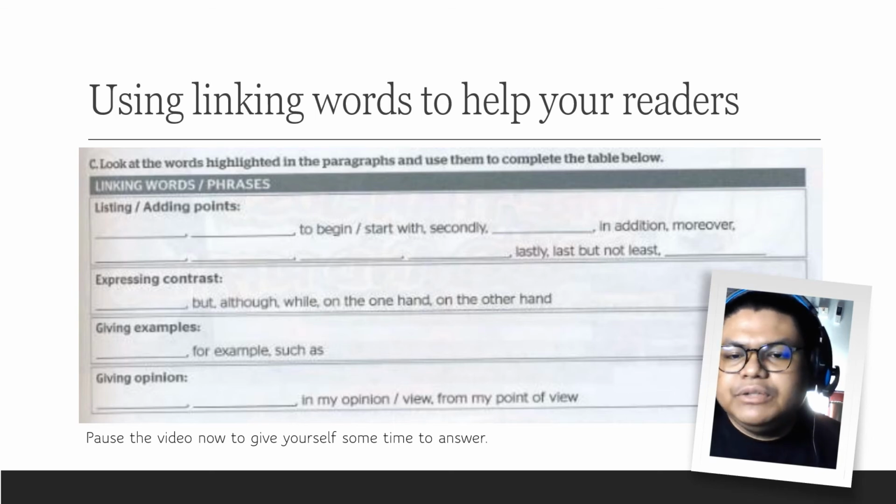Okay, if you want to give example, kalau awak nak bagi contoh, what you have to do is to write for example, okay, such as. Okay, if you want to give opinion, then you just say in my opinion, okay, in my view, ataupun from my point of view, for example. Okay, so there are gap parts here. Okay, the answers are in opinion 1 and 2. Okay, you have to look for it.